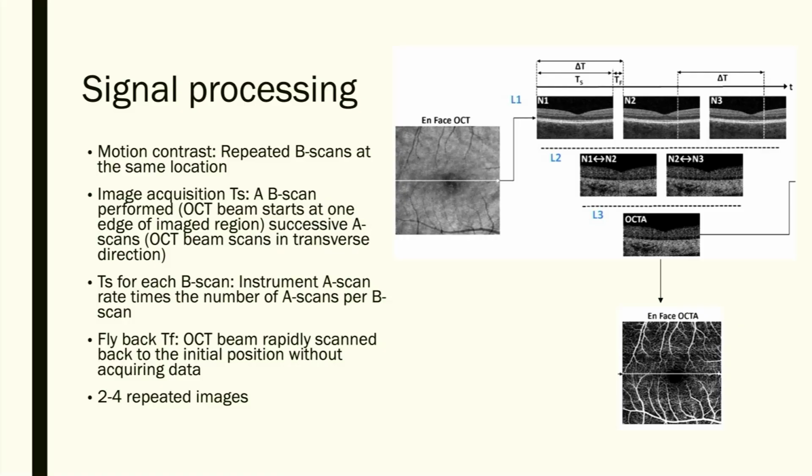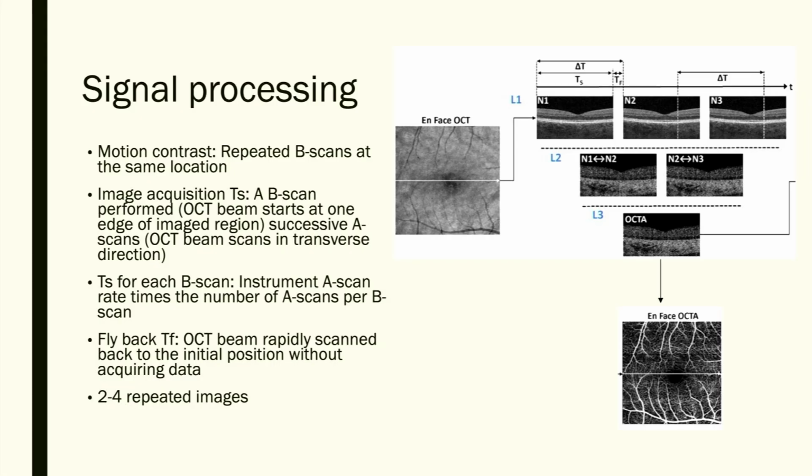So TS is the time it takes for the scanning of a particular area, and it scans like this, and then it again scans like this. Correct? So scanning like this is TS. This movement is TF, the fly-back time, because it has to go back, right? To scan again the same place. So the total acquisition time is TS plus TF.